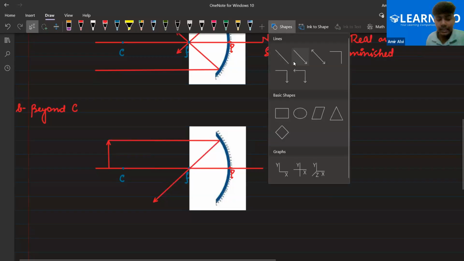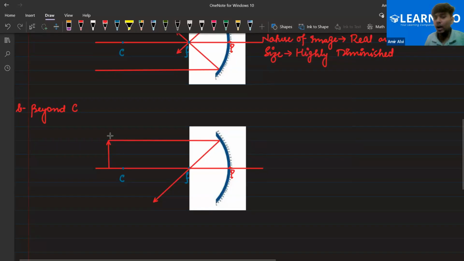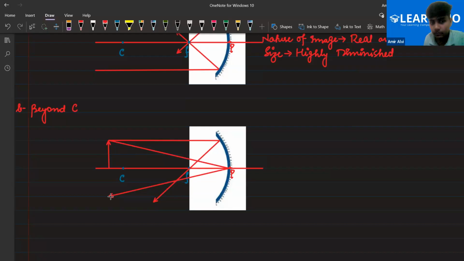Next light ray. In the mirror case, you have two options. Either you pass the ray through the center of curvature, but in that case you need a much bigger diagram to draw. So I'm going to use the alternative. I'm going to pass the ray through the pole, and the light ray will reflect back with the same angle. Yes or no, everyone? Yes, sir.